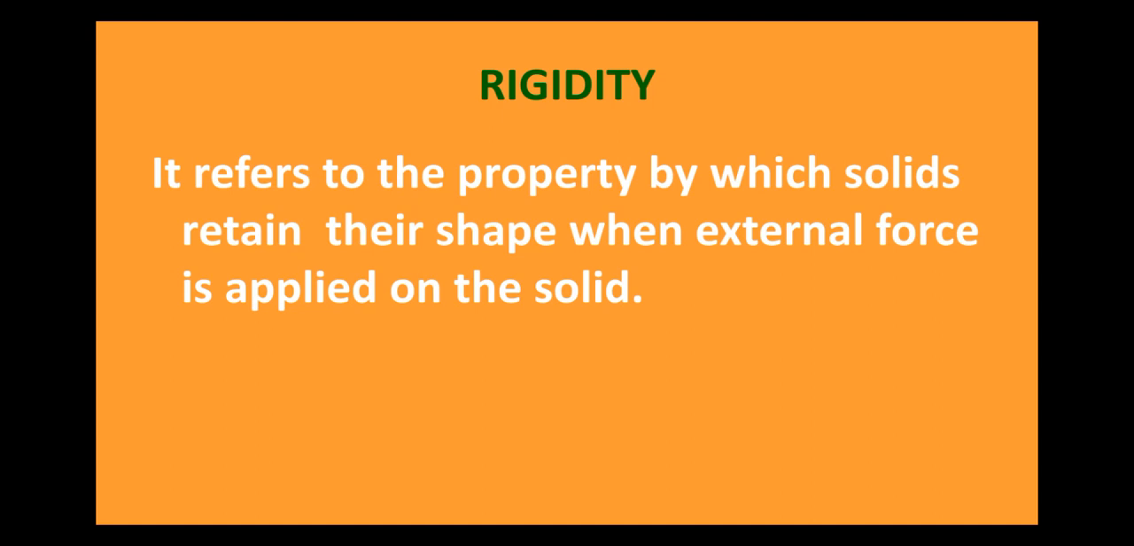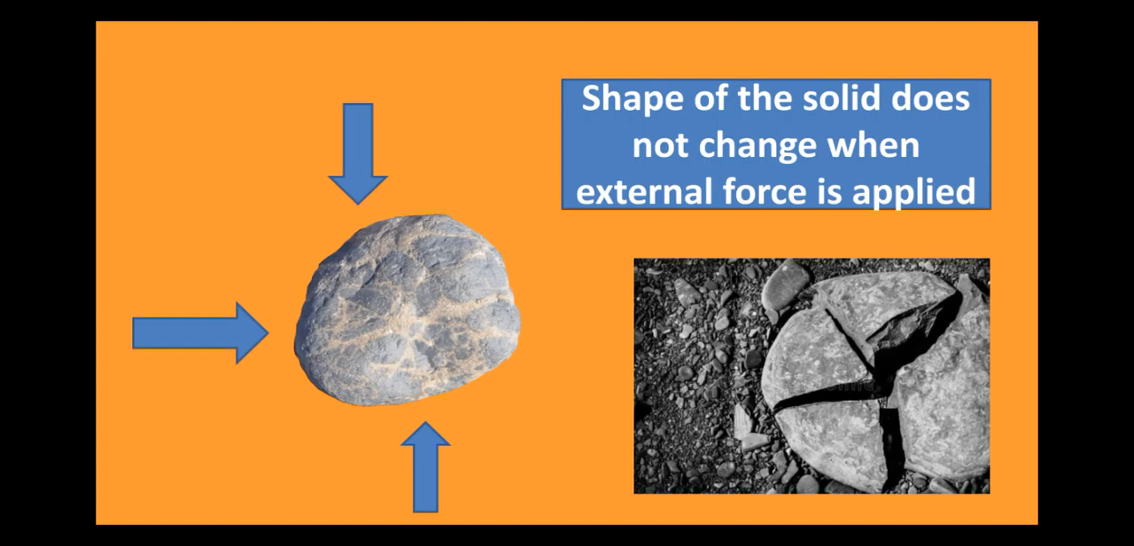The next property that the solid possesses is rigidity. Well, what is the meaning of being rigid? It refers to the property by which solids retain their shape when external force is applied on it. Let us try to understand the meaning of rigidity with the help of an example. So, what did we learn about it? We learned that substances are said to be rigid when they do not change their shape when external force is applied.